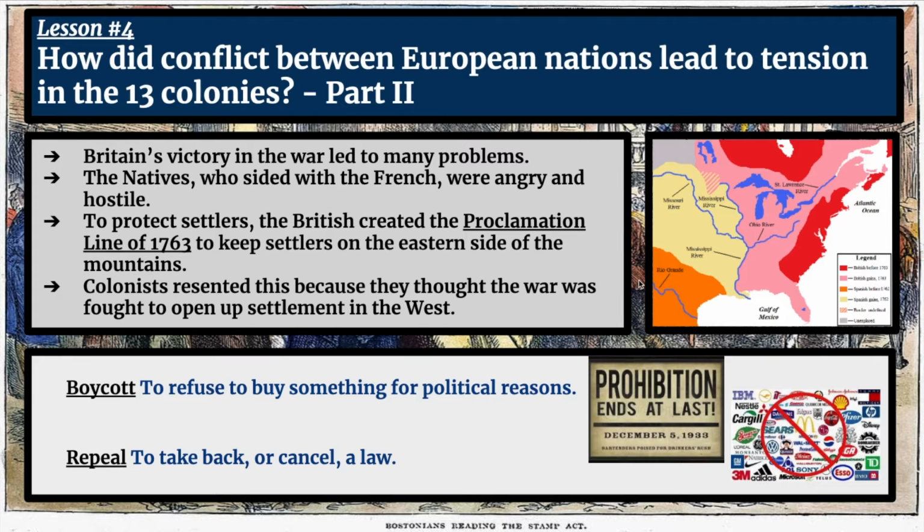They basically thought the war was fought to open up settlement in the West. And so from their perspective, the war was fought to open up settlement in the West, and now you're telling us we can't move west. So why exactly did we fight this war again? Strike one between the colonists and the King of England.